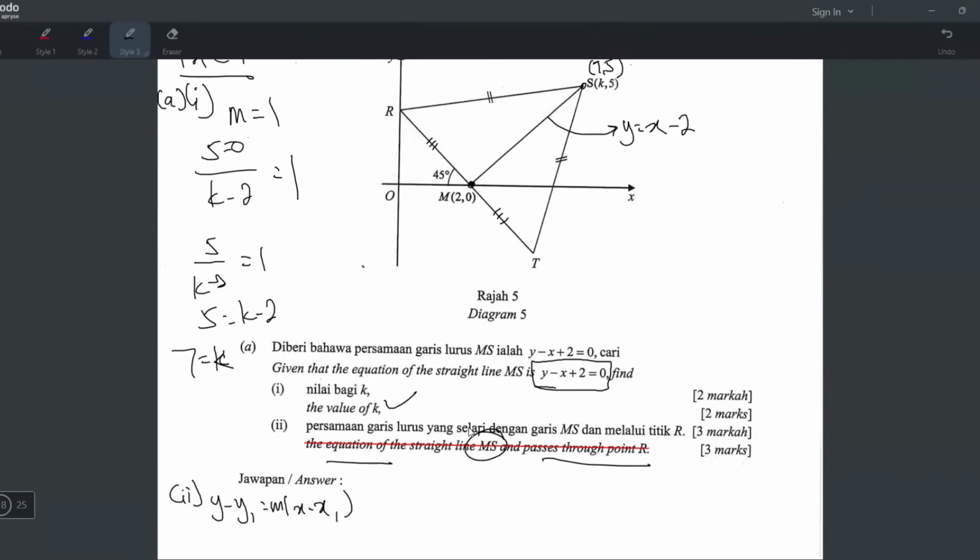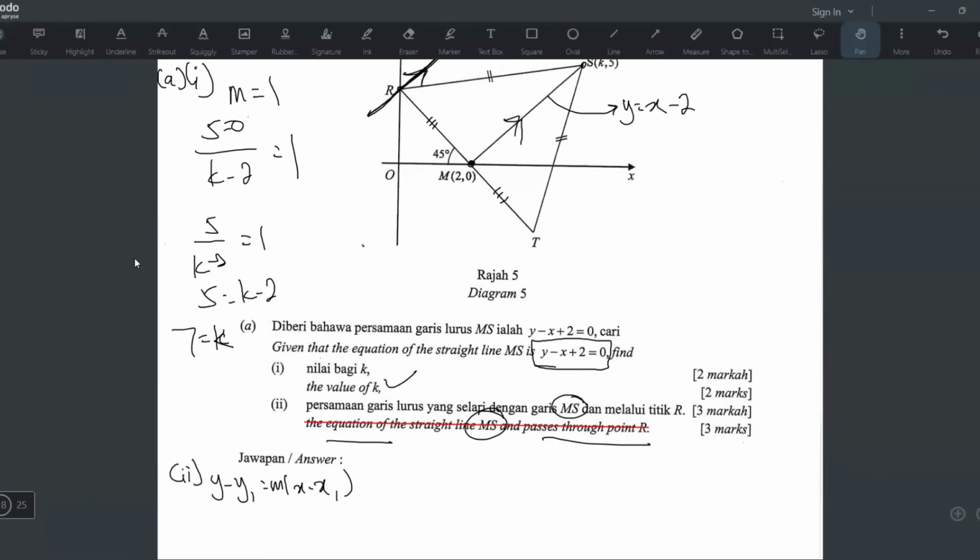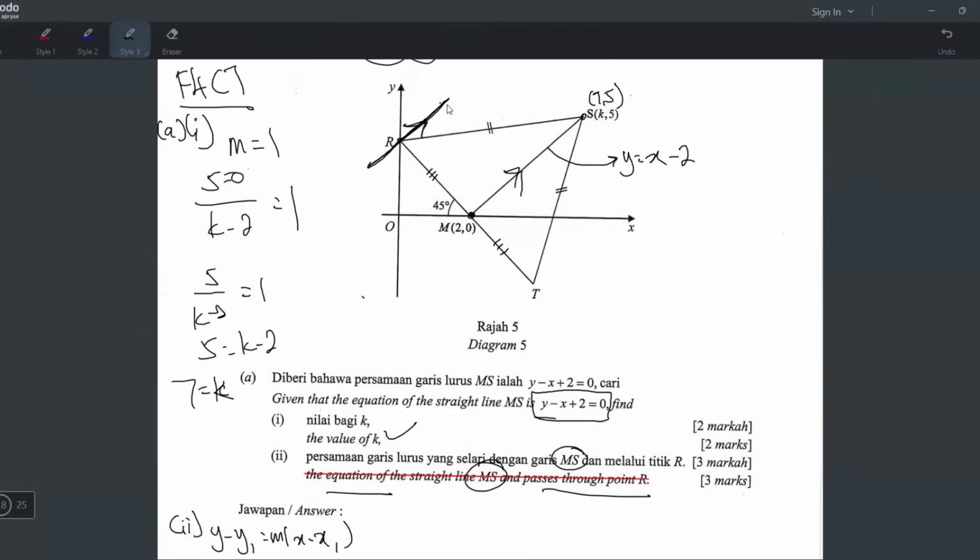Cari persamaan garis lurus yang selari dengan garis MS. It means they want to find the equation of the line parallel to MS and passing through R. That means the line is like this. It will be parallel to MS but pass through R. This is the correct one. The English one never mentions being parallel, so don't look at it. So I'm trying to find the equation of this line, not this line. This line I have already, so no need to find that one.